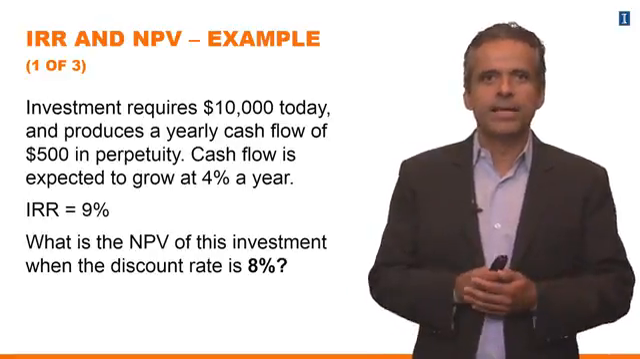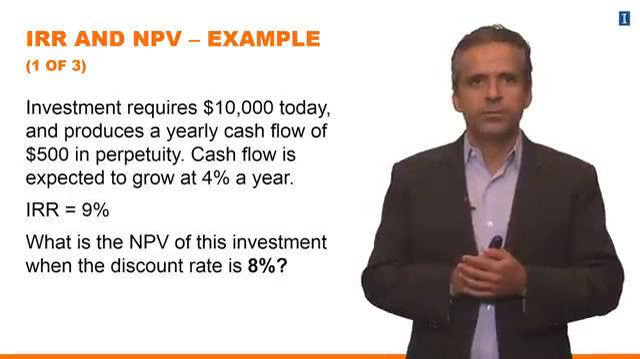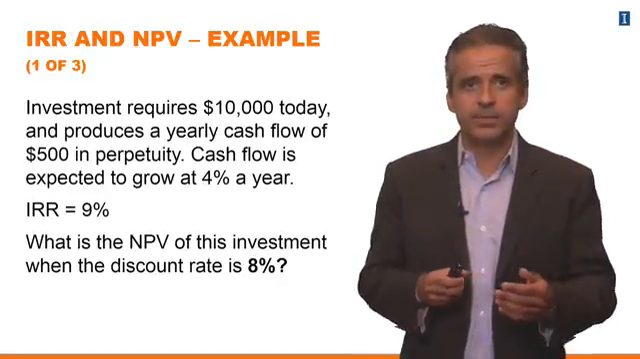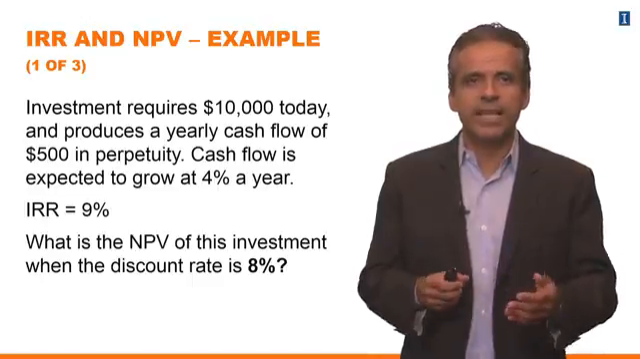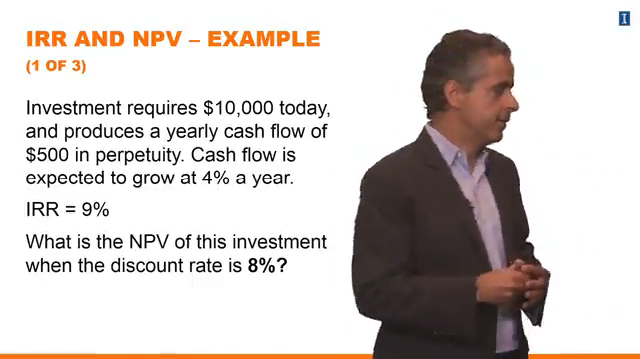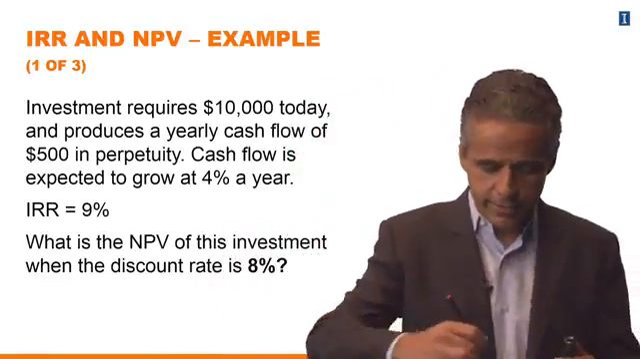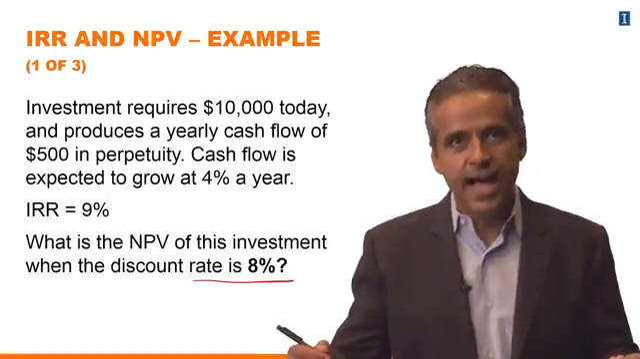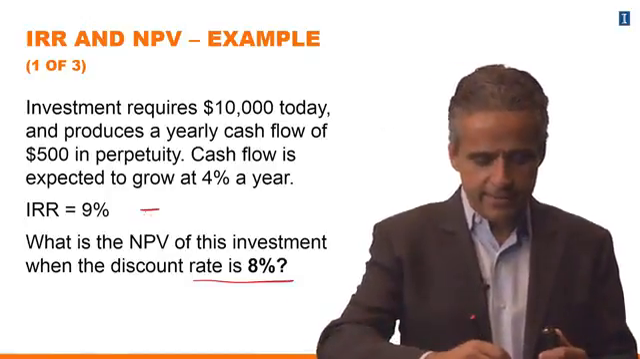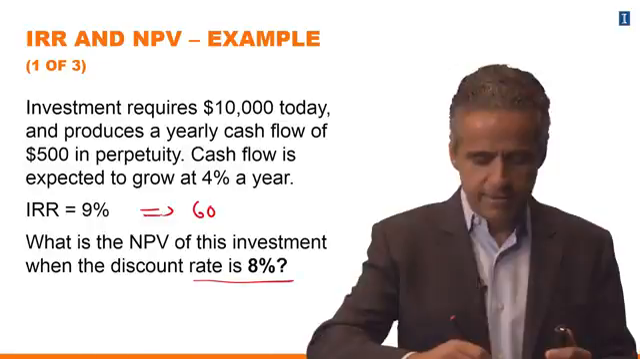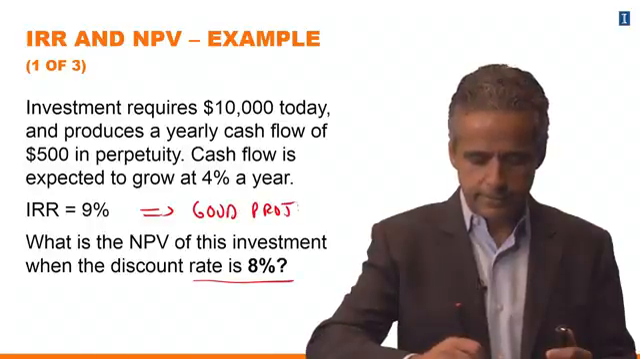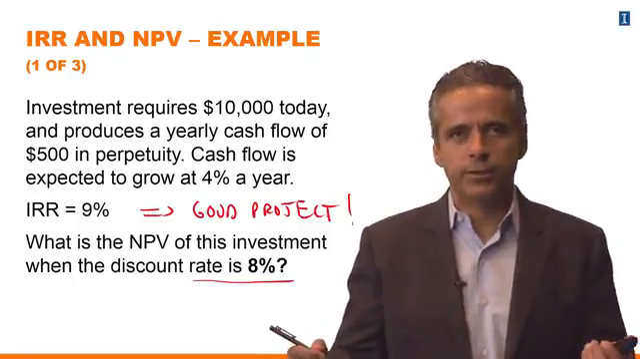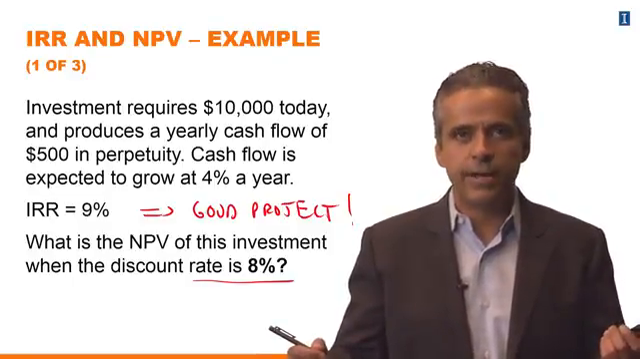Let's do an example here. Let's go back to our simple investment, which has an IRR of 9%. Now let's assume that the discount rate is 8%. So the IRR is 9, the discount rate is 8. That means this is a good project. The IRR is bigger than the discount rate.